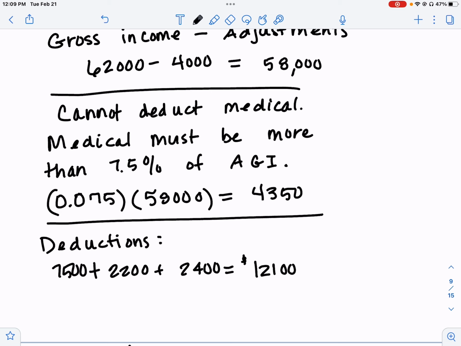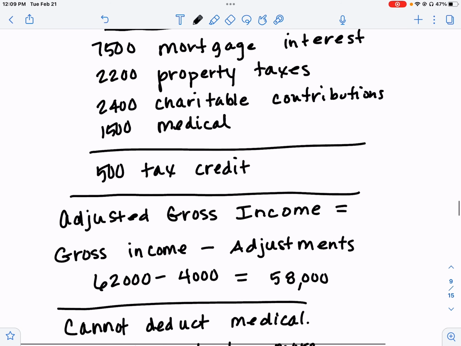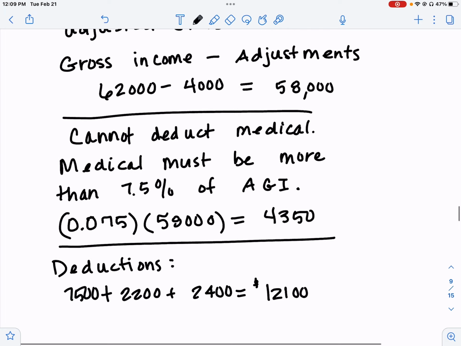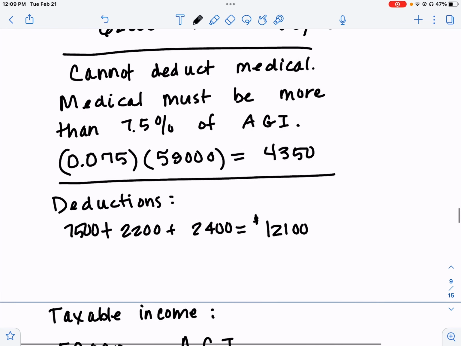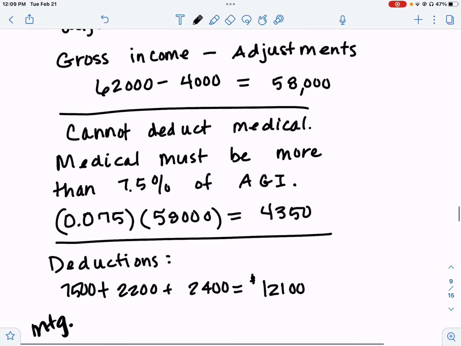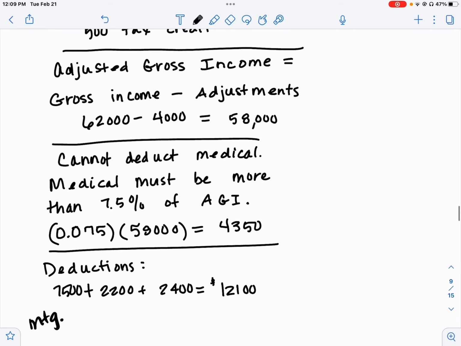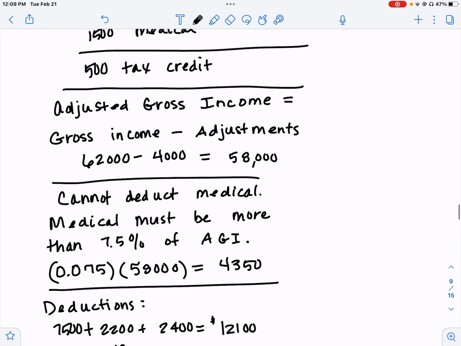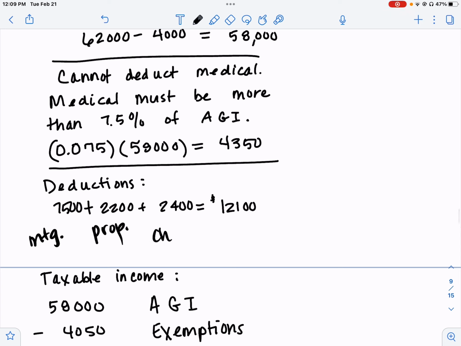7.5% is 0.075. The AGI was 58,000. We found that right here above. And so that's 4,350. So the medical bills were only 1,500. Okay. So we can only deduct our mortgage interest. What's the 2,200? The 2,200 was property taxes. The 2,400 was charity. Okay, so this is our total deductions.